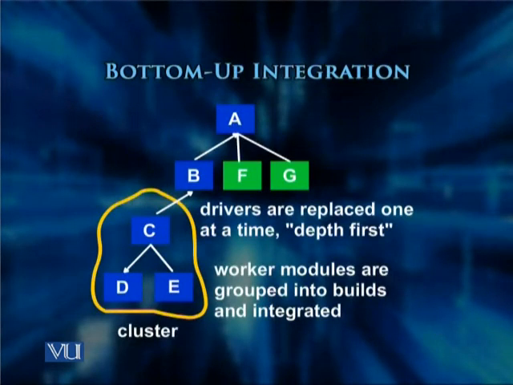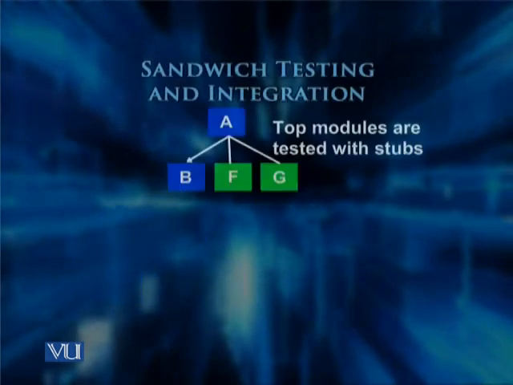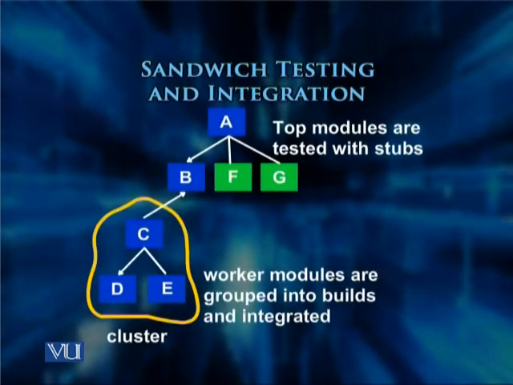Now I'm going to show you the bottom-up integration. Here again you can see that there is a difference between bottom-up and top-down, because in the bottom-up the worker modules are grouped into different clusters and they are built and integrated together, and then we have software drivers which are used to test the higher level components. So the bottom-up integration approach is that individual small components are integrated first and then they are combined into a larger system.